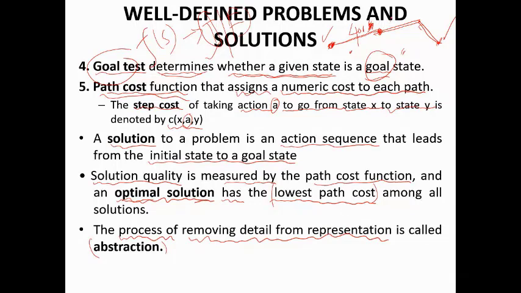Every time we have to add all those values of the path, let's say 300 and so on. We have to add all those step costs to find the path cost. The path cost function assigns a numeric cost to each path, and the step cost of taking an action from state X to state Y is represented like this. The function can be considered as moving from the initial state to the final state, let's say Y, and in the middle there is an action which is done by the agent.